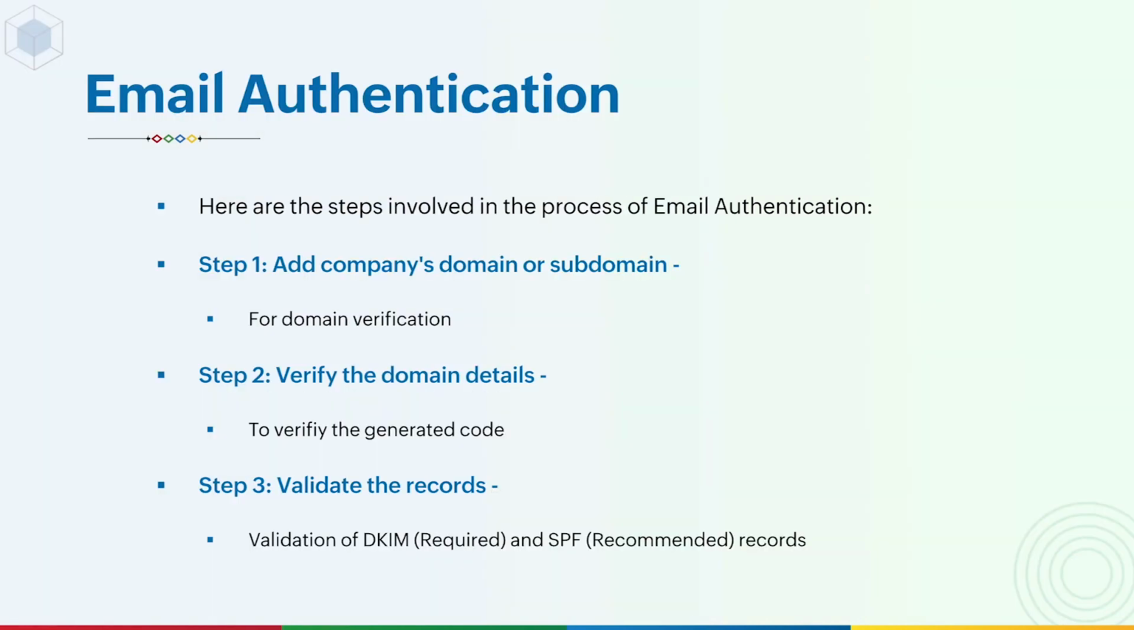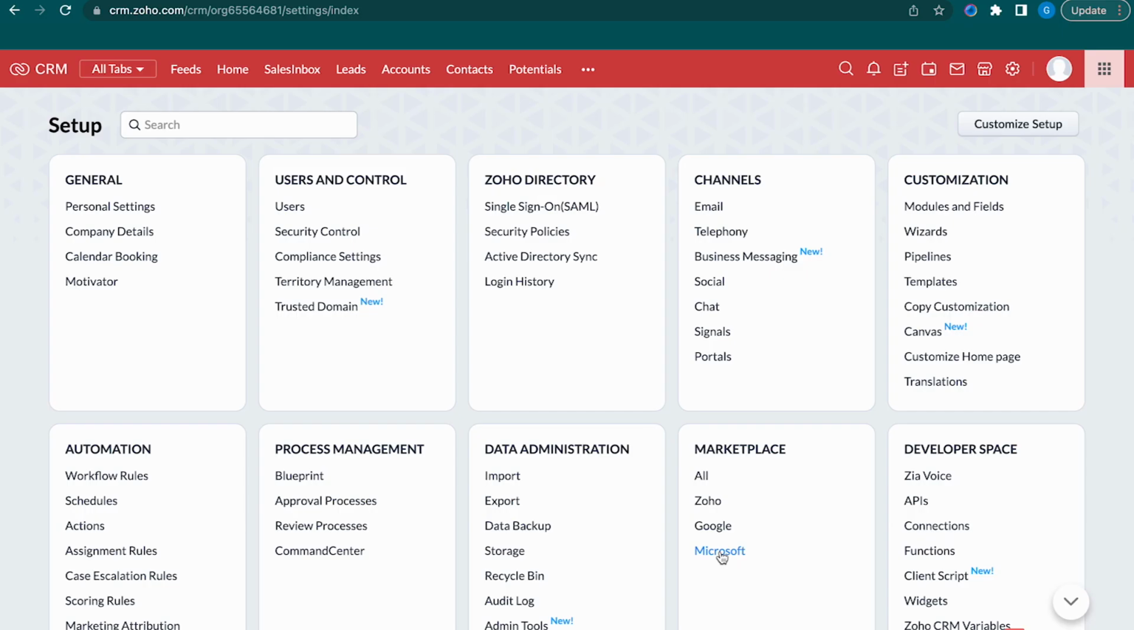Now let's take a look at the steps involved in setting up email authentication. We have step 1, that is to add the company's domain or subdomain, step 2, to verify the domain details, and step 3, to validate the records. Let's get domains verified. Step 1, adding the company's domain and subdomain.